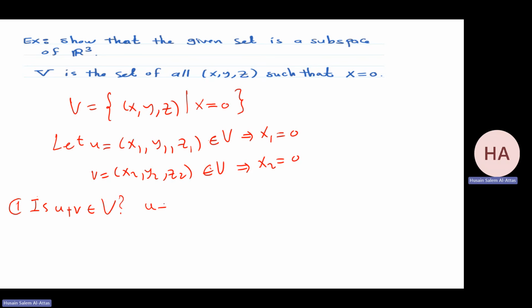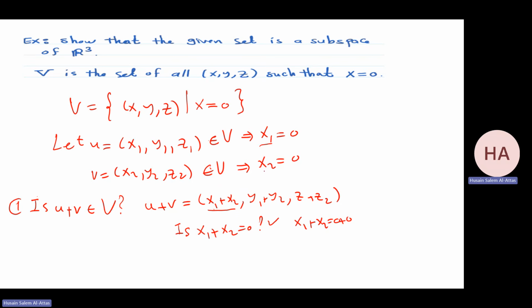I check u plus v. It will be (x1 plus x2, y1 plus y2, z1 plus z2). Okay. So the question is, is this in V? How to check? I need to check the first component. Is it 0 or not? And this is true since x1 plus x2 is 0 plus 0. I know x1 is 0, x2 equals 0. So that will be 0. So u plus v belongs to V.